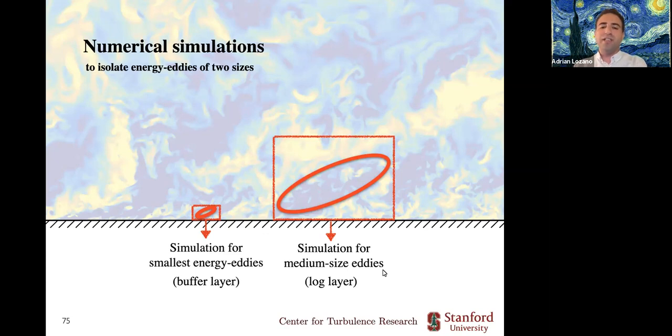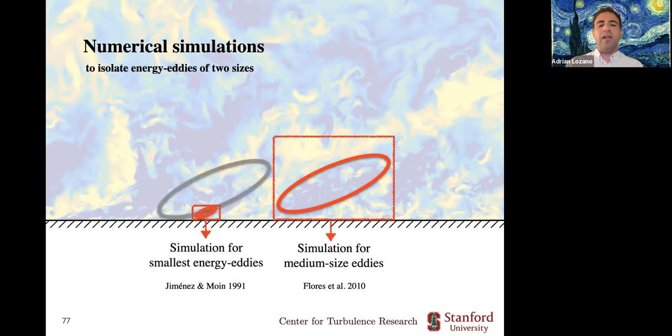So these boxes have been studied before. I'm not going to go into much detail on how you select these sizes, but you can look at that in many of the Jimenez works. Essentially, this small box is tailored such that we only fit this small eddy, and the large ones just don't fit. On the other hand, when we have these medium-sized eddies, we can fit a given size in the box.